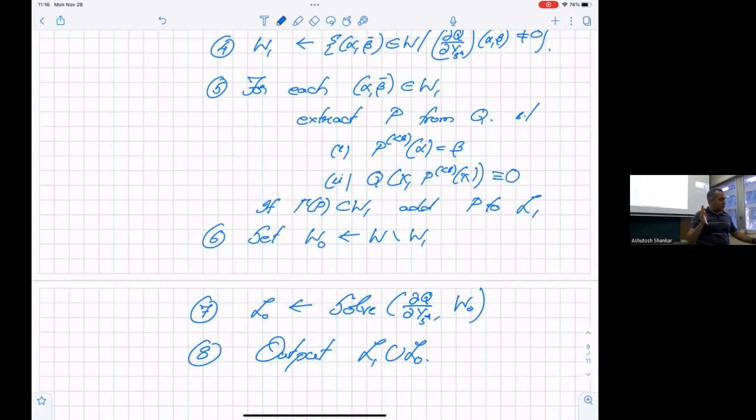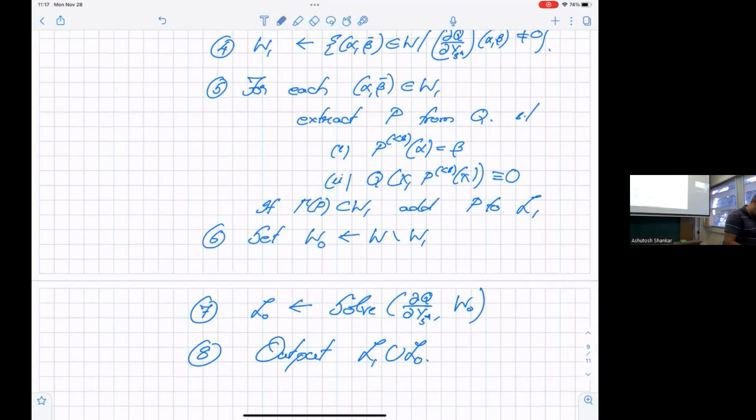So which are the p's that you extracted in the first step? All p's that you extracted in L1. Every candidate p in the list of W satisfies Q(x, p(x)) identically zero. You have to extract it. You can extract it if for this p there exists even one alpha such that (alpha, p(alpha)) lies in W1. The concern is the following: there is a point when you decide to add p to your L, only if the neighborhood is contained in W1.